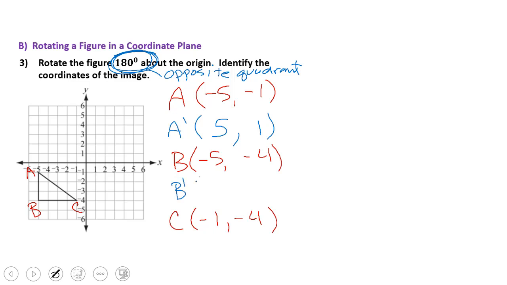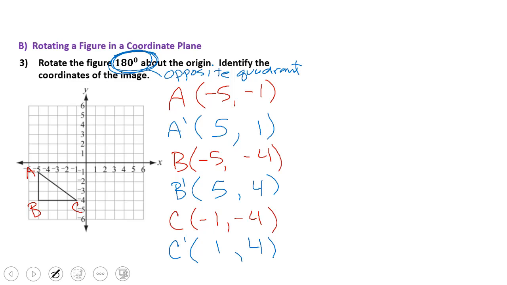And when I go to B prime, it's still 5 and 4. And the opposite of negative, negative is positive, positive. And when I go to C prime, I keep 1 and 4. And the opposite of negative, negative again is positive, positive. So now I'm going to go back to my coordinate grid and I'm going to graph these. So we're doing it mathematically first. I'm going to show you how to do it on your grid rotating in class tomorrow. So don't worry about that.